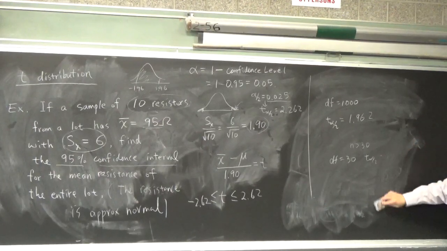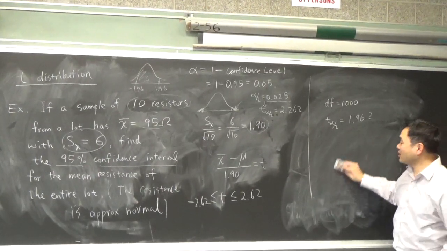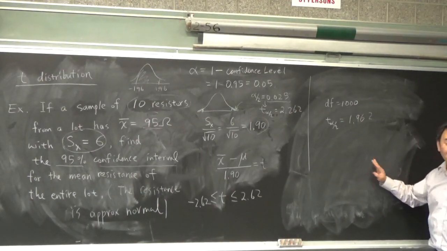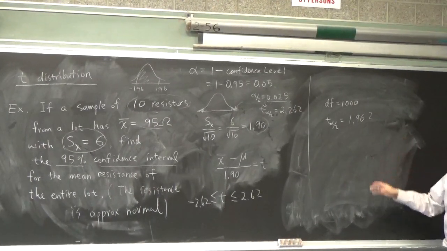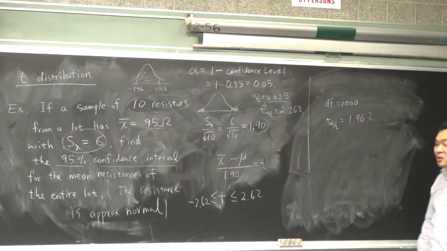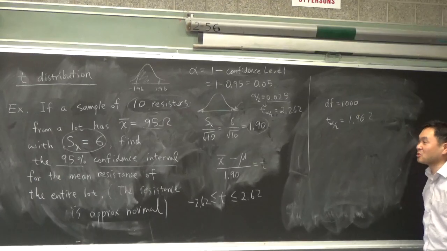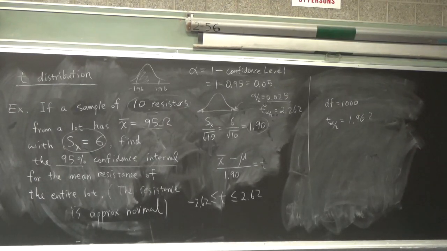Of course, nowadays computation is cheap. It used to be the case that if it's over 30, you just use normal, because a long time ago computation was not so cheap. So that's why they did it. Nowadays, people say just use t-distribution all the time if it's less than 1,000. Okay.